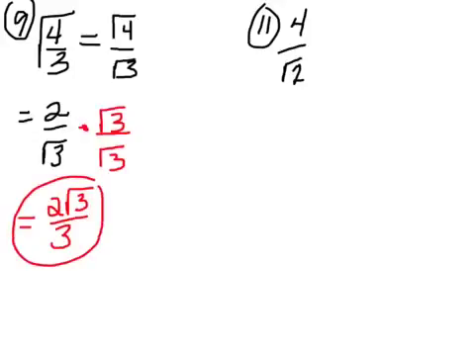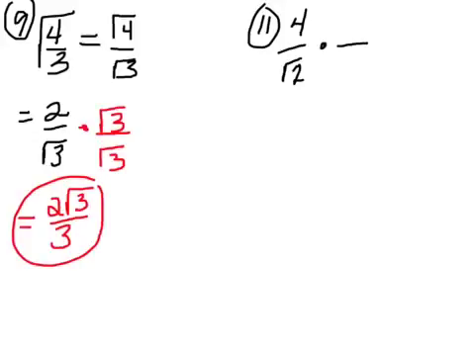11 is a similar type problem. The only difference with 11 is that you didn't have to do as much work. It's a little less work than number 9. You look at it, it's got a square root in the denominator. It would be okay except for that, right?